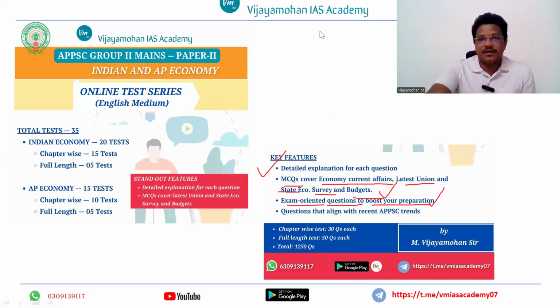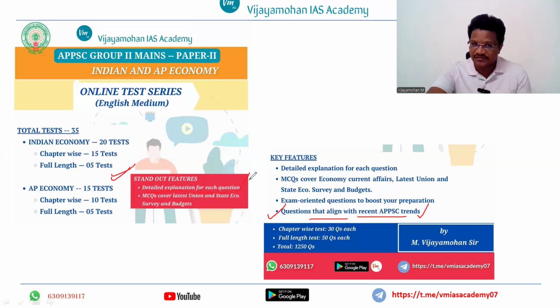And one more thing, questions that align with recent APPSC trends, right? These are the key features and standout features. As I already told you, detailed explanation for each question along with additional information. Then MCQs will cover latest union and state economic survey and budgets, right?